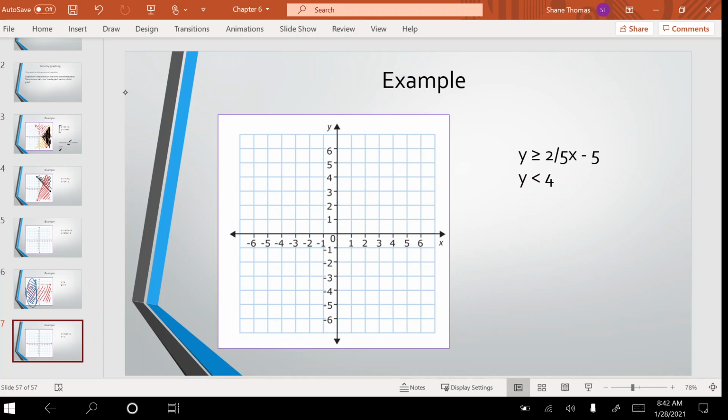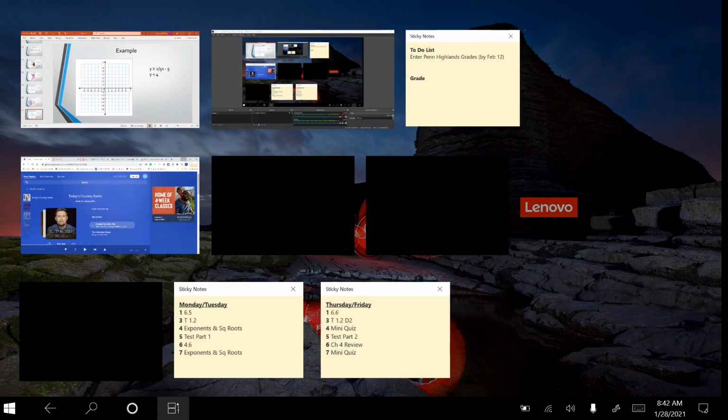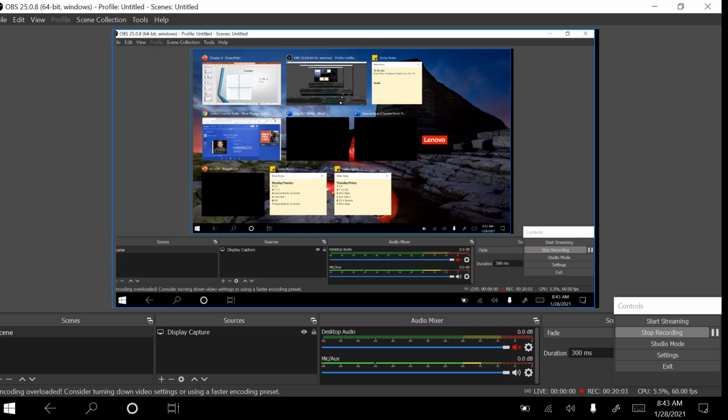All right, here's one for you guys to try. This has a normal line, and it also has one of those special case lines. So take a few minutes and try that guy.